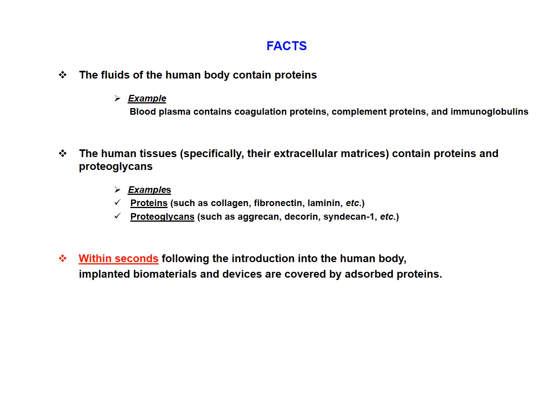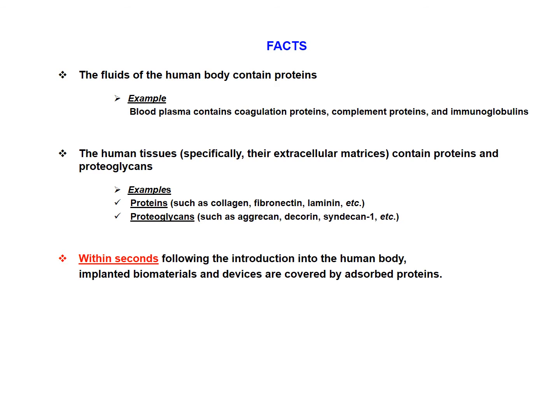This is the very important fact. Within seconds following the introduction to the human body of implantable materials and devices, they are covered by adsorbed proteins. Adsorption means that the proteins are adhering on the surface of the material. We need to make a distinction in the terminology. Adhesion is used for cells. Adsorption is used to indicate the interaction of proteins on the surfaces of synthetic materials.